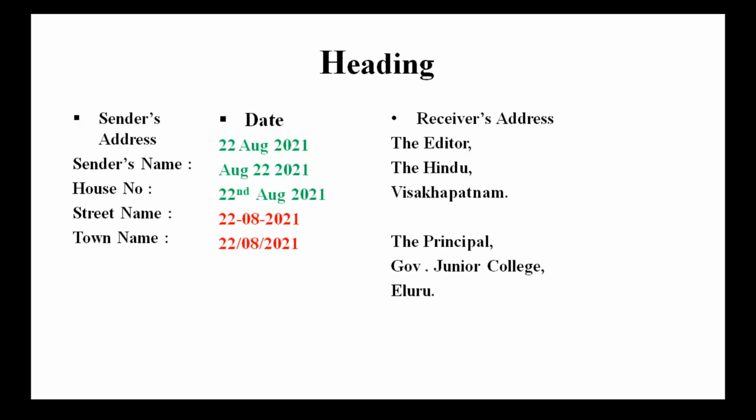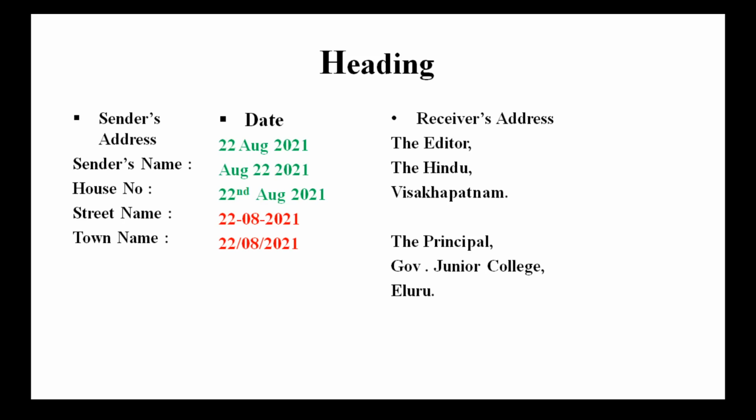The first one is heading. It consists of three parts. They are sender's address, date, and receiver's address. While writing sender's address, the following things are to be written: name of the sender, door number, name of the street, and name of the town.